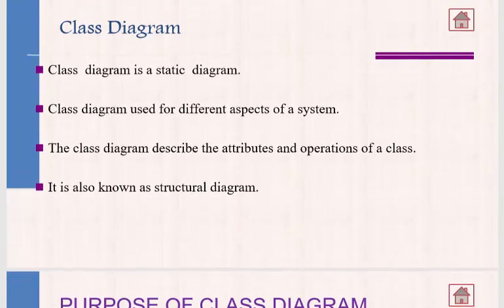Class diagram. A class diagram is a static diagram. It is used for different aspects of a system, and it describes the attributes and operations of a class. It's also known as a structural diagram.